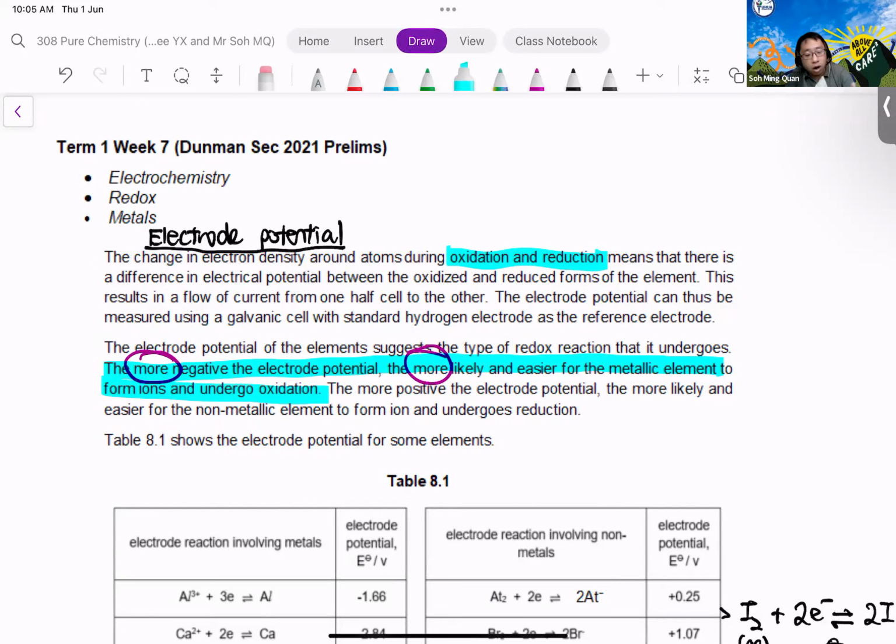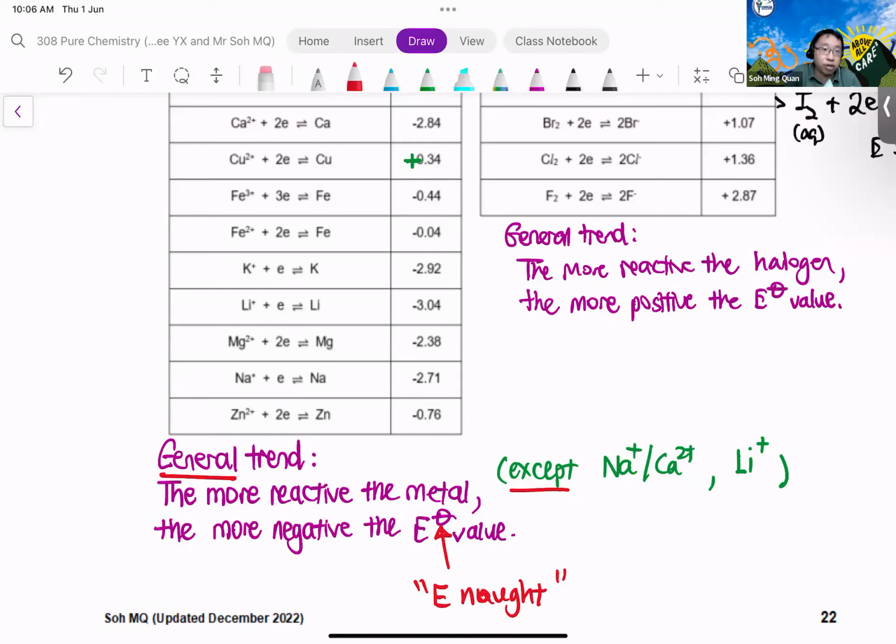General trend means there are some exceptions, and you can quite clearly see the exceptions already. Lithium is one of them. Lithium, you can clearly see it's minus 3.04 volts. It's very negative. It's the most negative, in fact, in the whole list. But lithium should not be as reactive as potassium. Lithium is less reactive, but yet the E0 is more negative. It's good to point out the exceptions even at this early stage, because you can be sure that it will be tested somehow.